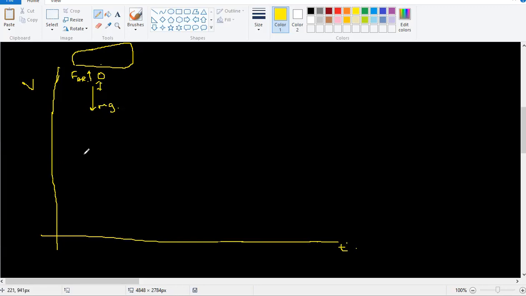So the net force is acting downwards, which means what will happen to the velocity? Will it increase or decrease? I'm falling down and the force is also acting downwards. It will increase, which means the speed will start increasing.